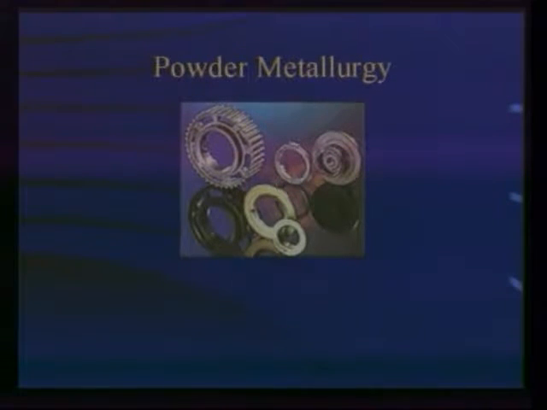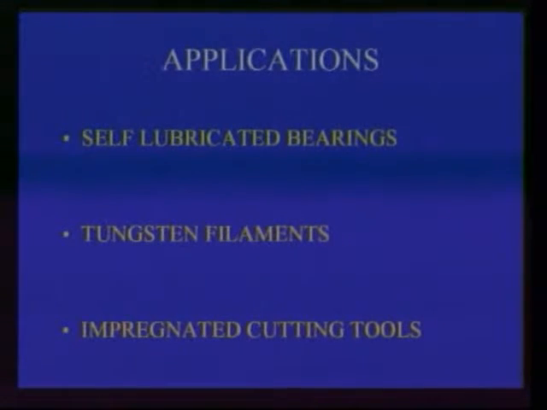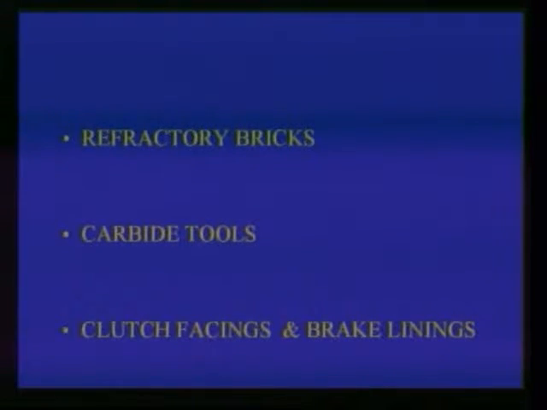We will go through the different applications of powder metallurgy. One, self lubricated bearings. These bearings need not be externally lubricated. These are used in fans. Tungsten filaments, as we discussed, are manufactured using the powder metallurgy technique. Another application is impregnated cutting tools, and refractory bricks. We know the refractory bricks are used for furnace linings. The refractory bricks can only be manufactured by powder metallurgy.